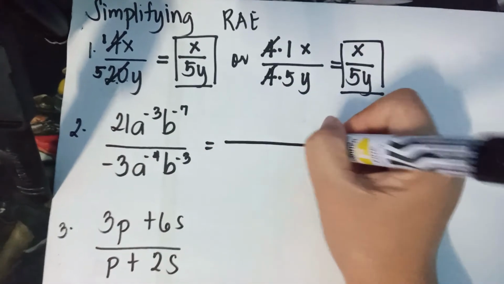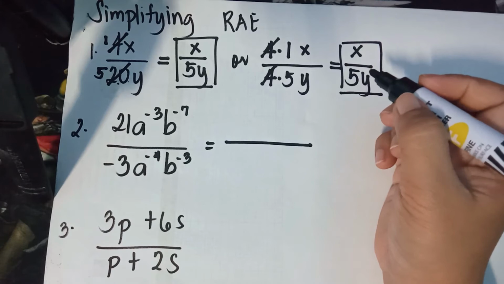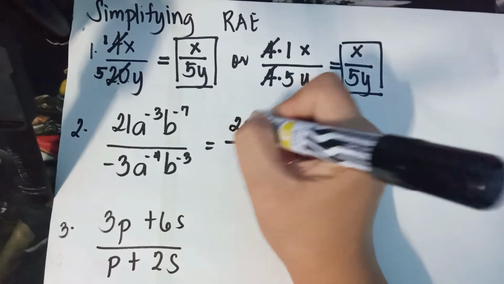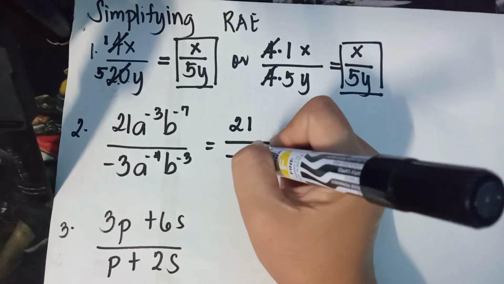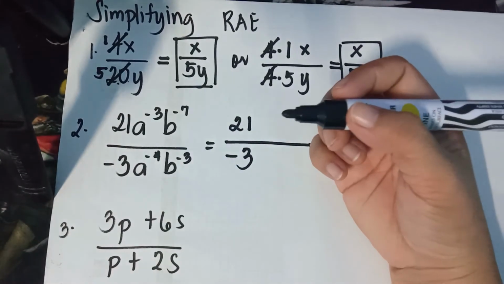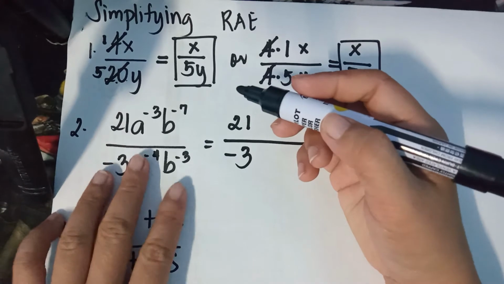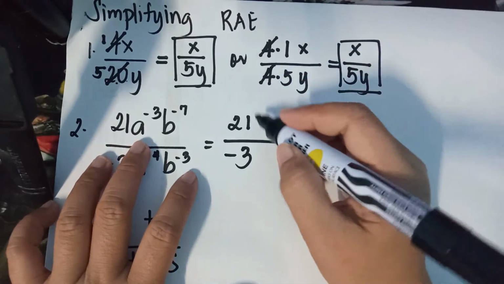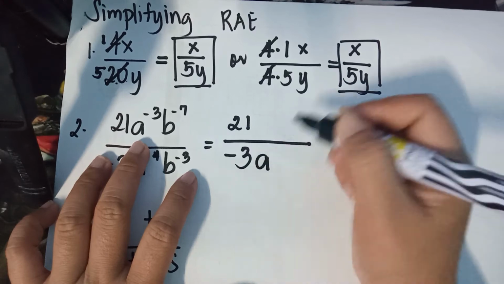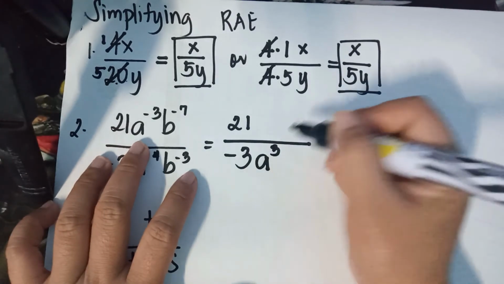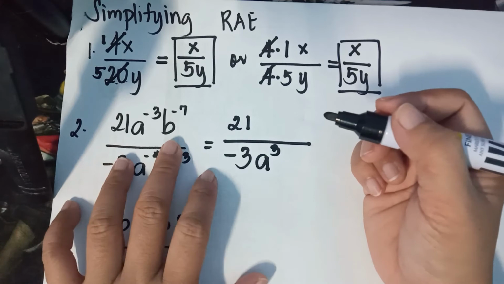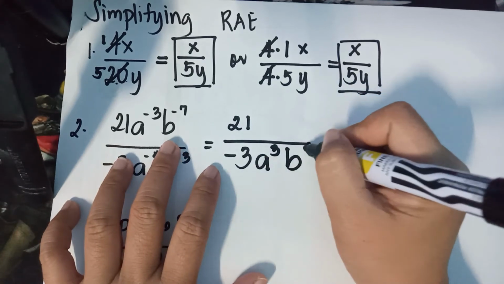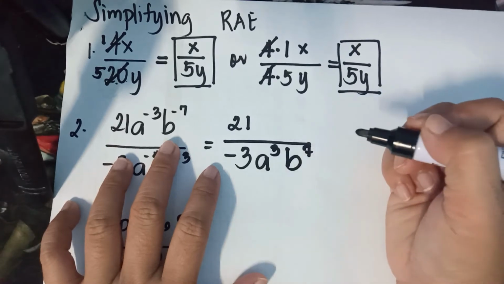All you need to do is change this to positive by changing its position. Example, we have 21 and negative 3. Just copy the numerical coefficient. Next, since a raised to negative 3 is negative, change the position. That will become our denominator. We have a cubed. Next, b raised to negative 7 will become the denominator, which is b raised to 7.